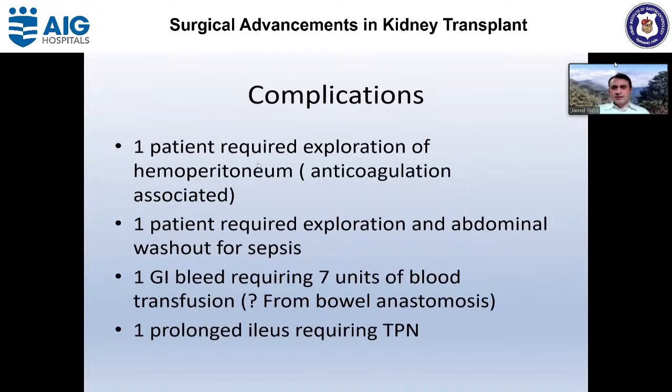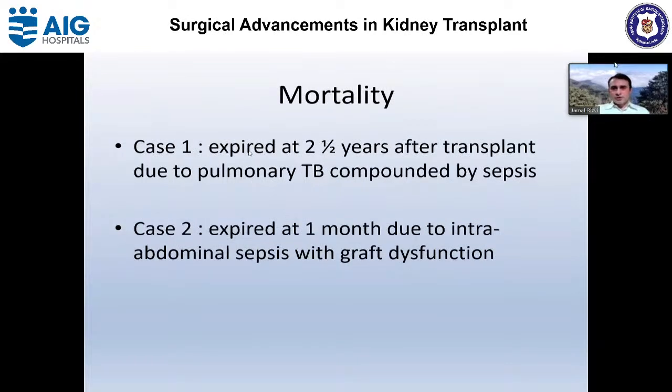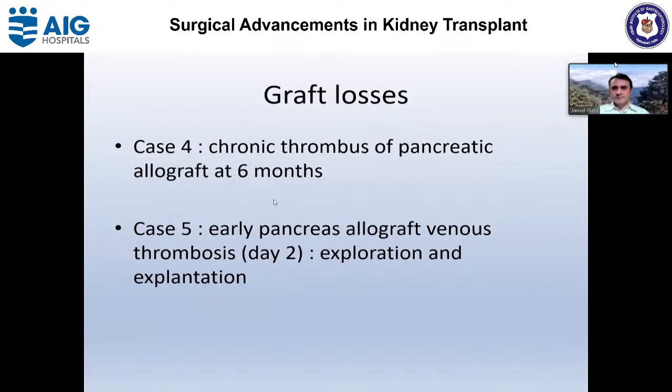We had a share of complications. We had 1 patient who required exploration for hemoperitoneum, 1 for abdominal sepsis, 1 GI bleed, which settled down with 7 units of blood transfusion, possibly from the bowel anastomosis, and 1 prolonged ileus, which required TPN. 2 patients have died in this series. 1 who died 2.5 years after transplant with a functioning graft due to pulmonary infective complications, and 1 who expired at 1 month due to intra-abdominal sepsis and multi-organ failure.